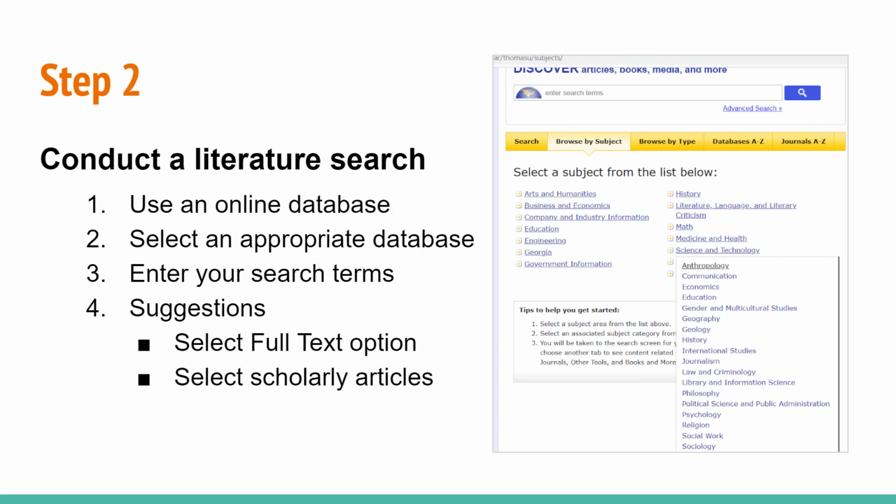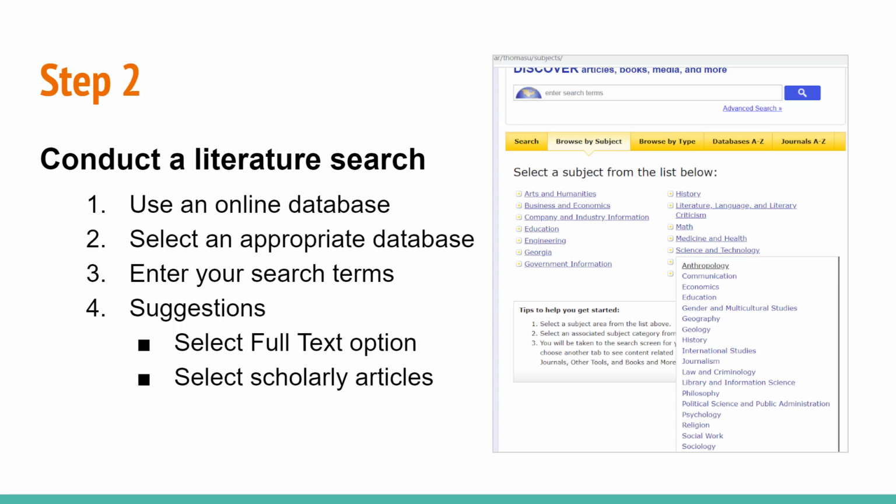Step 2 of the process is conducting your literature search. You're going to start by using an online database, and you're going to identify full text articles. Stay away from interlibrary loan if you can. That delays the process that an article would get to you. You're also going to want to look at an appropriate database. So you might want to start with social sciences or psychology databases. Those can be a good place to start.